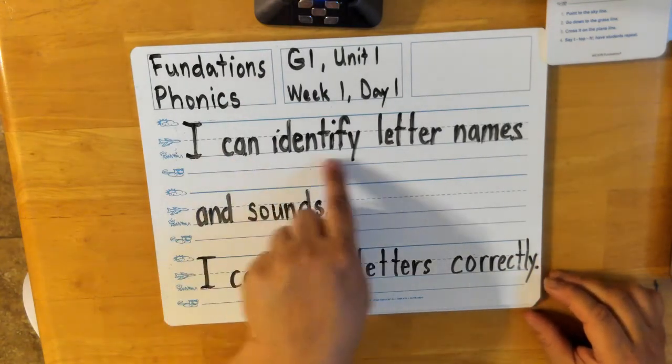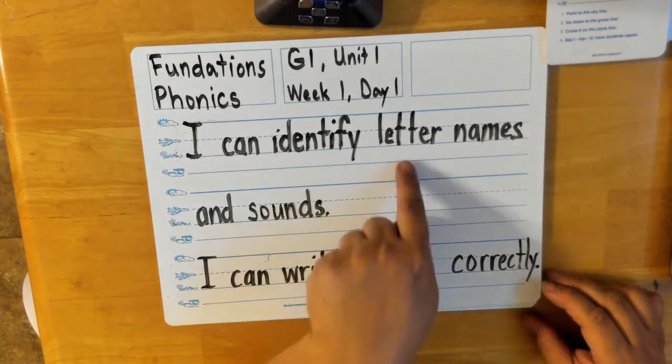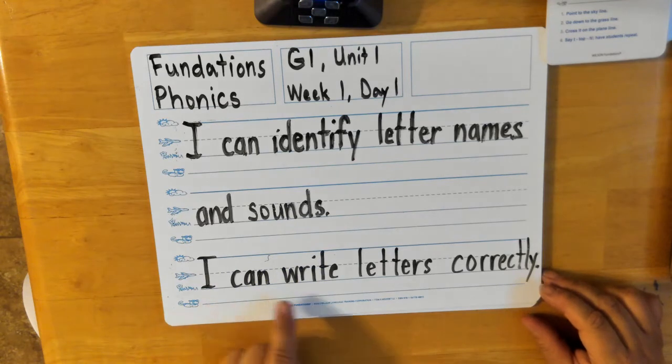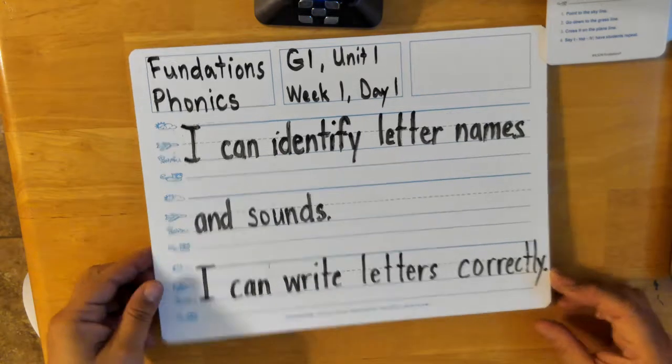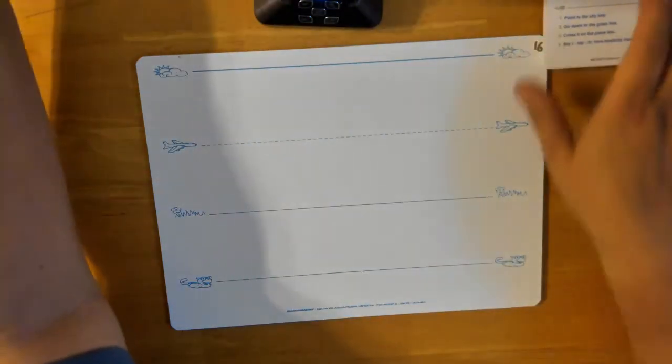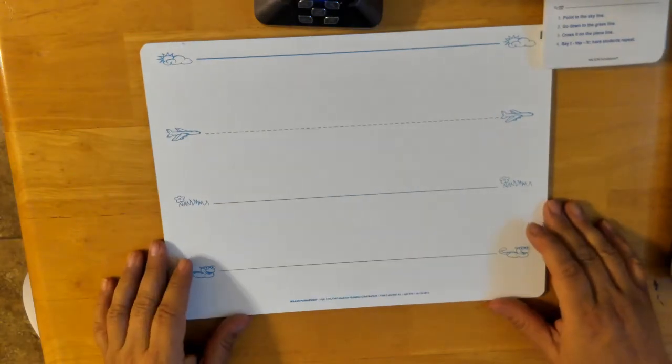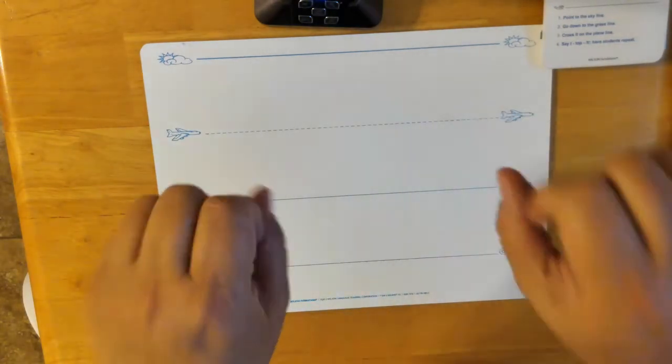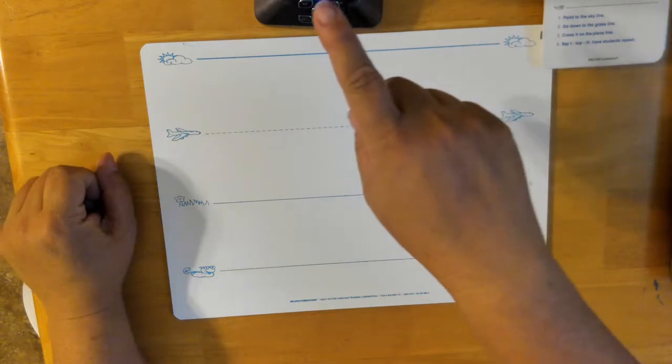I can identify letter names and sounds. So we just did that and we're moving on. I can write letters correctly. To write our letters correctly, we're going to use our sky writing. So shake it out, your hand out straight, and you're going to point.